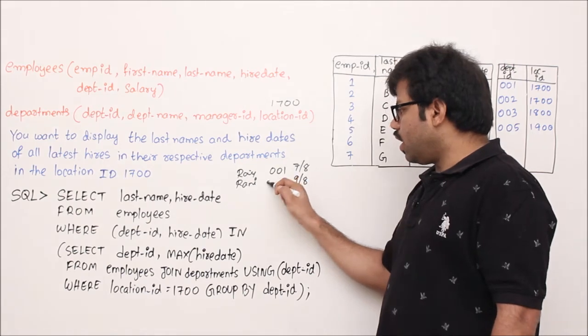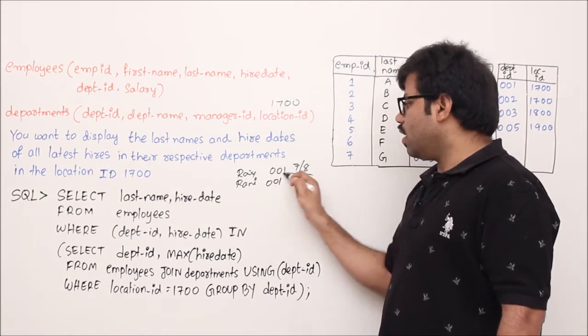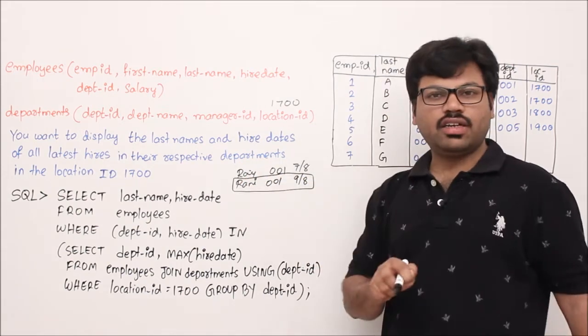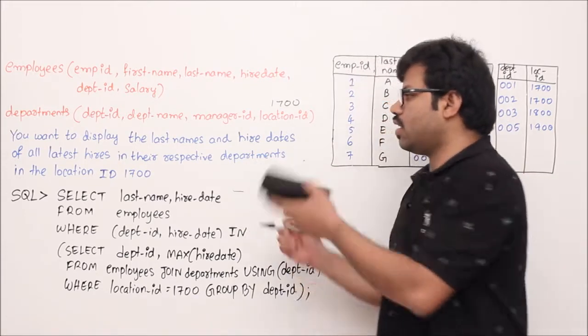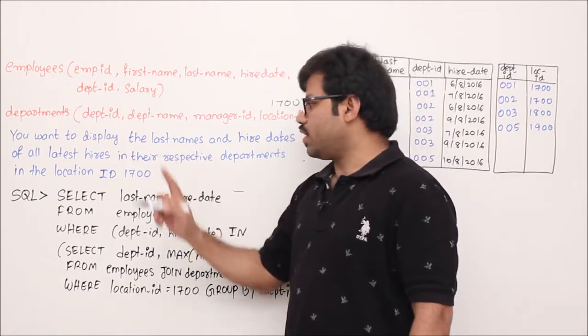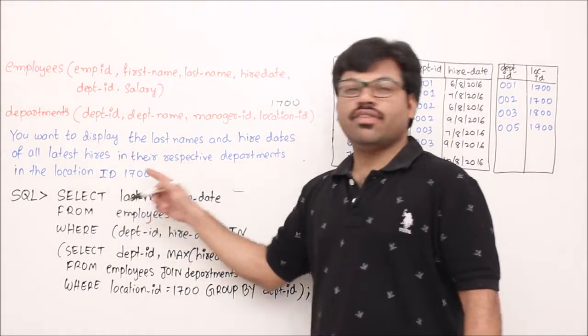Here for this particular department 001, I can say that Rani is the latest hire, correct? So such a person's name should be printed. Rani is the answer, of course. So is the question, but only in the location ID 1700.